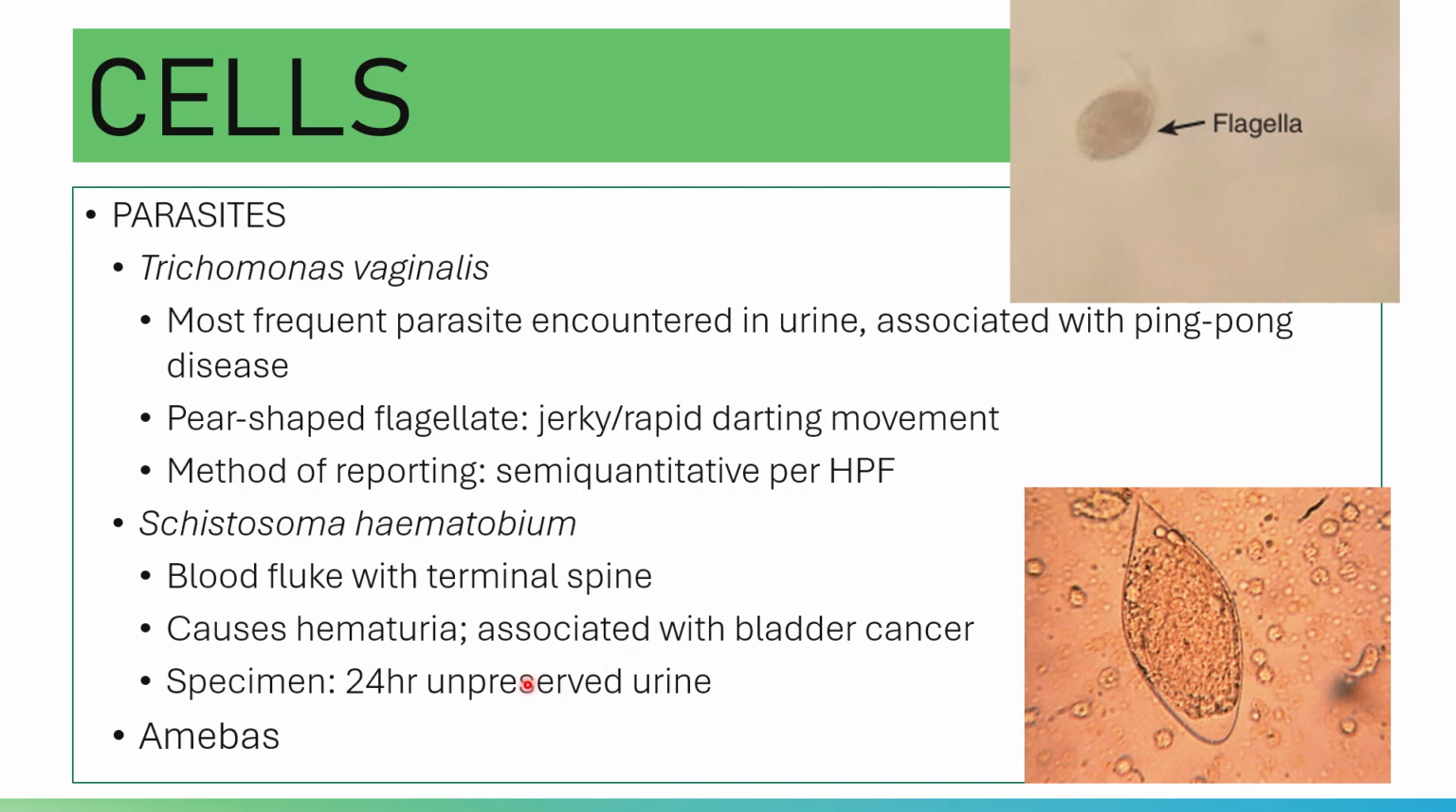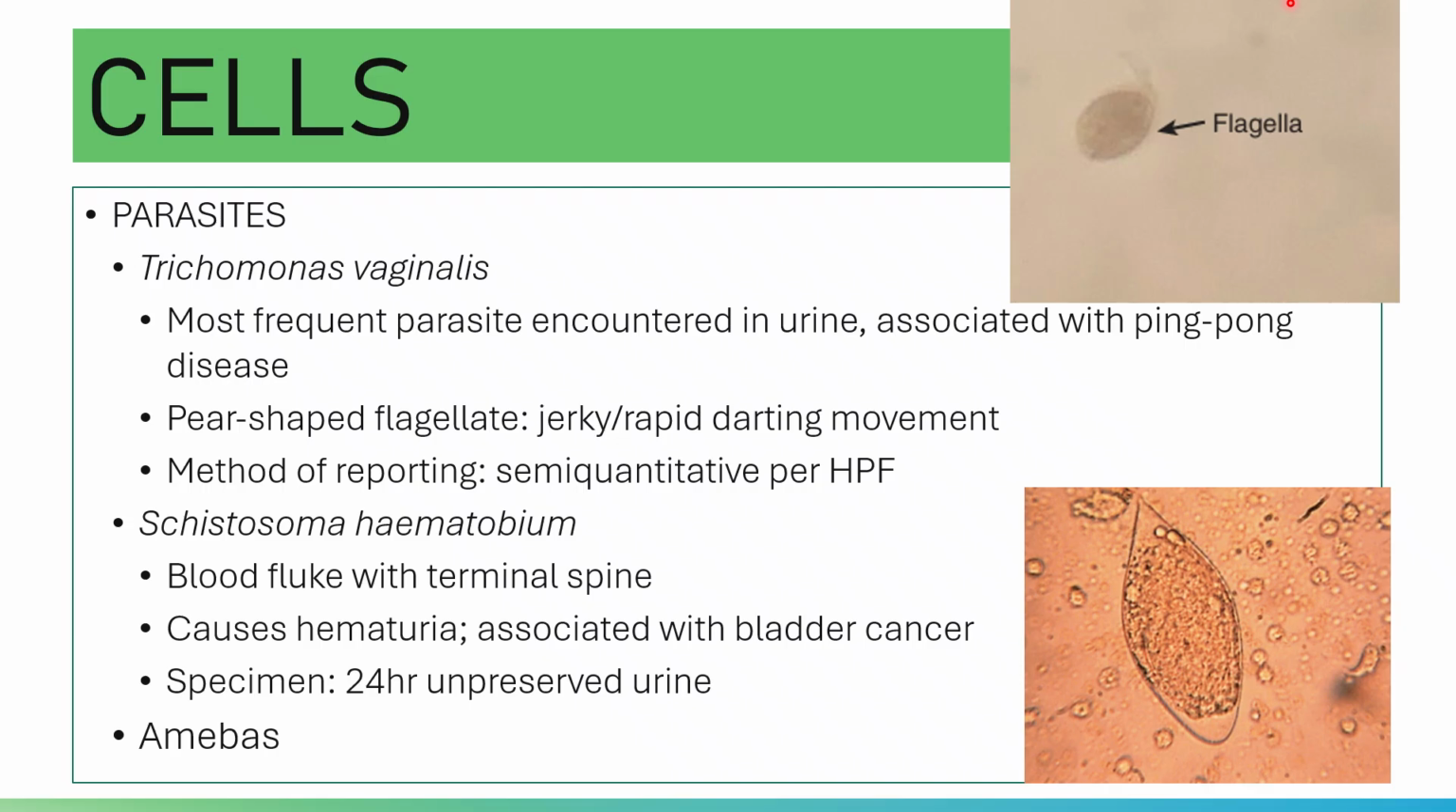Please note that the eggs of Schistosoma haematobium are often contained in the last few drops of urine expelled from the bladder. The sample required for diagnosis is a 24-hour unpreserved urine.